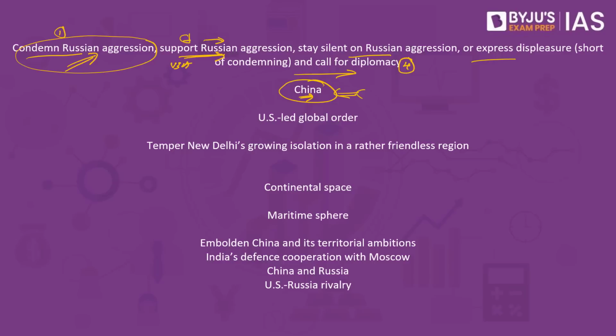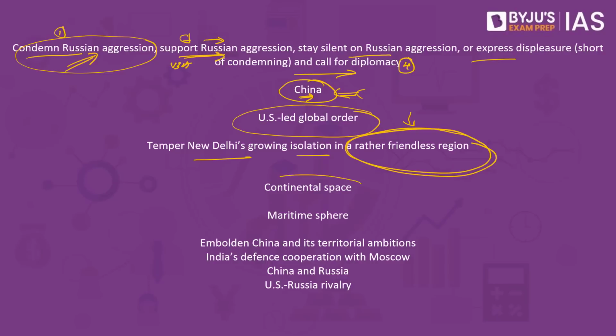Added to it, we also know that the United States of America-led global order is in transition. The United States of America's dominance is actually down, and what we have is aggression in the form of China. What China can do to India was recently seen along the Line of Actual Control. While this may continue in the near future, to temper New Delhi's growing isolation in a rather friendless region, what we require is the support of Russia. Russia may not stop China, but it may act as a bridge between India and China. So India cannot take a position against Russia is another argument.